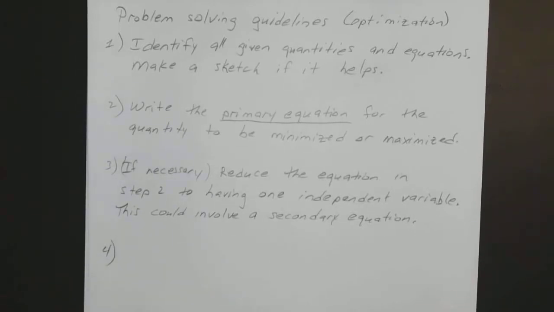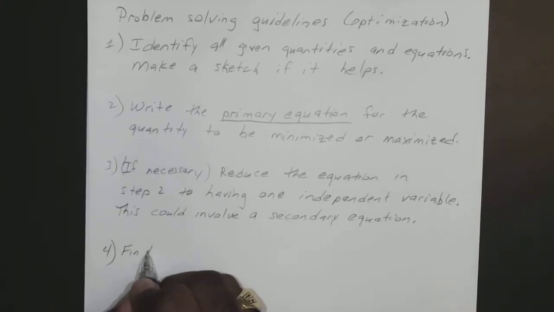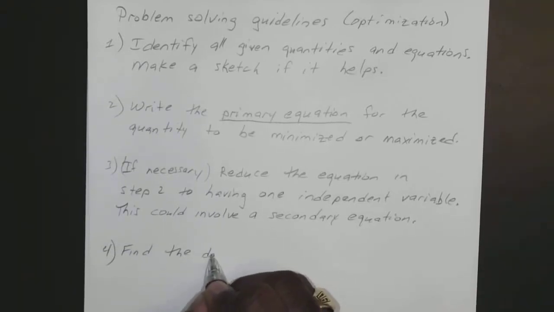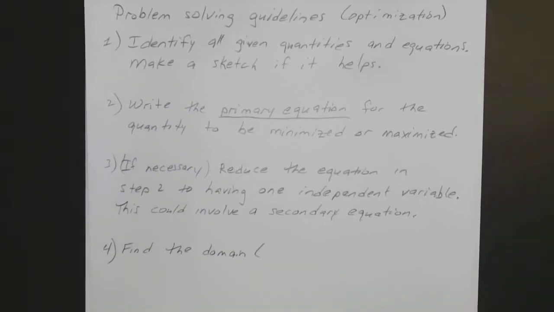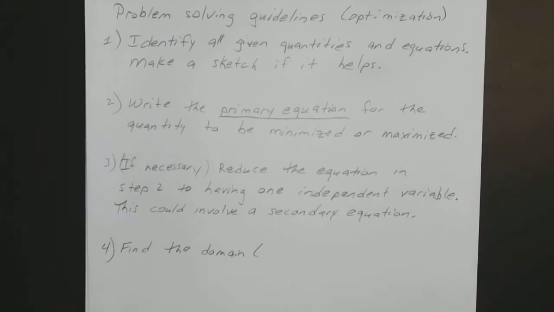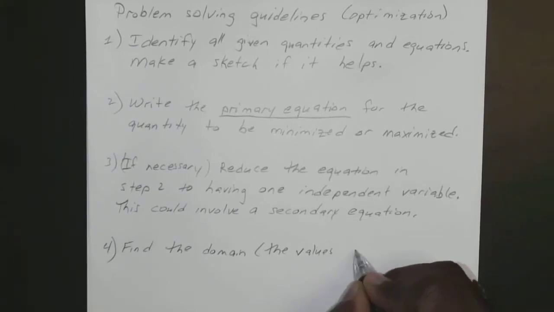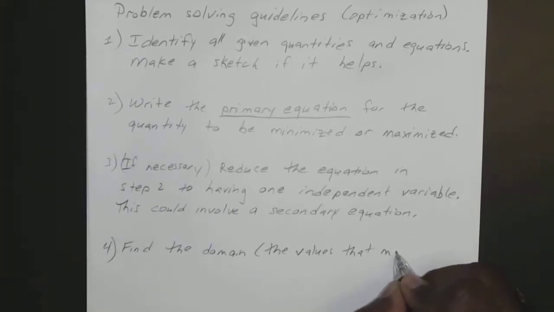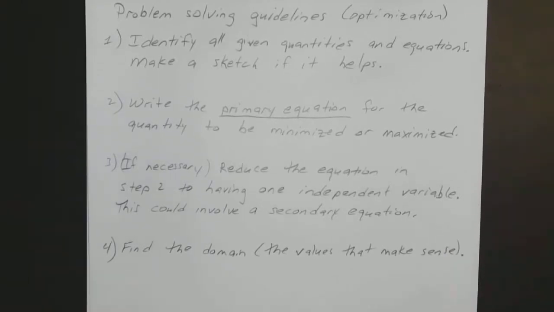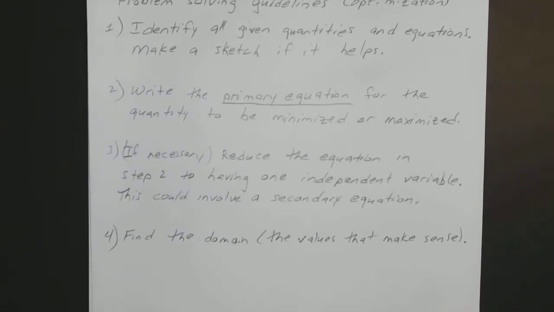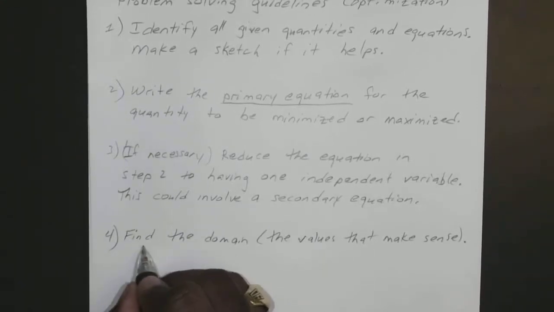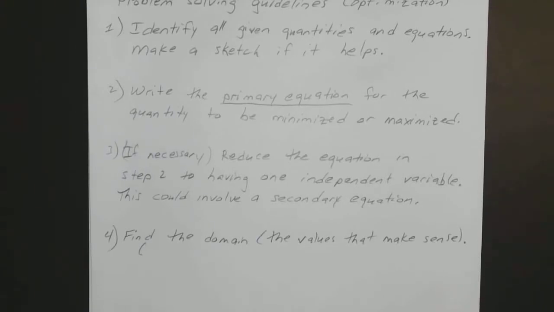Okay, so your fourth step is sometimes it's necessary, sometimes it's not, but I figured I'd put it as a step anyway. Find the domain, which is really just all the values that make sense. And sometimes this is optional. It's just one of those things that sometimes you need it, sometimes you don't, so it's good to have it as a step.